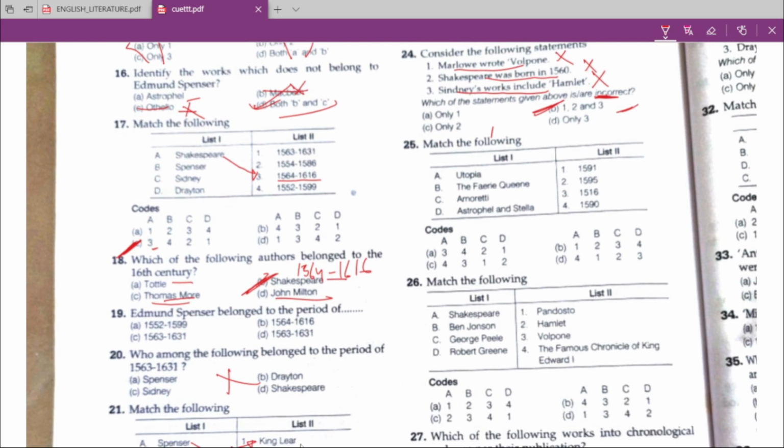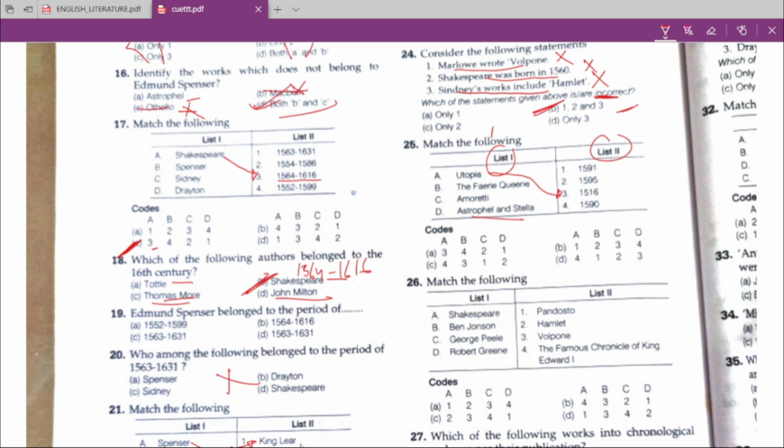Utopia was published. Match the following. List 1, list 2: Utopia, The Fairy Queen, Amoretti, Astrophel and Stella. So Utopia was first published in 1516. Then The Fairy Queen, Amoretti, and Astrophel and Stella. So here A equals 3, the only option given.